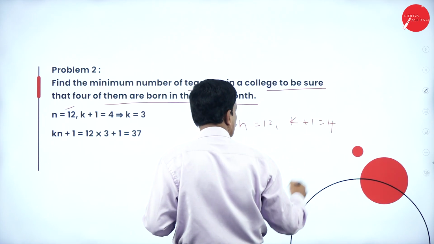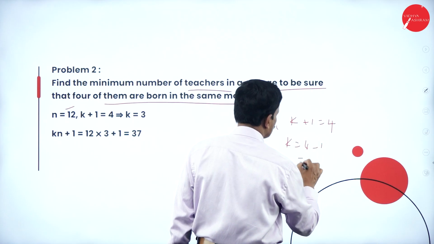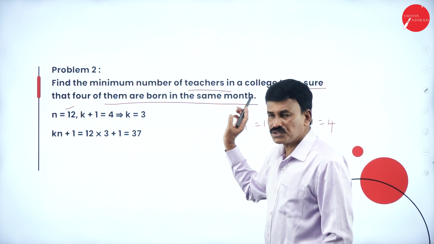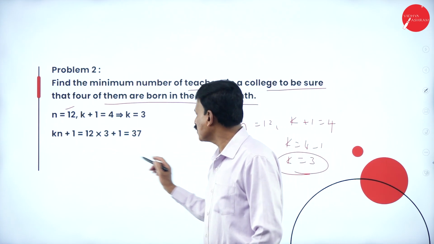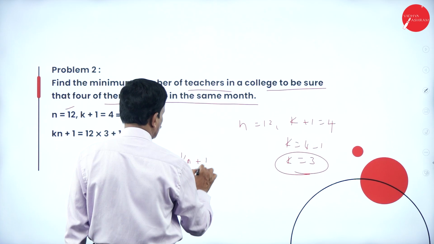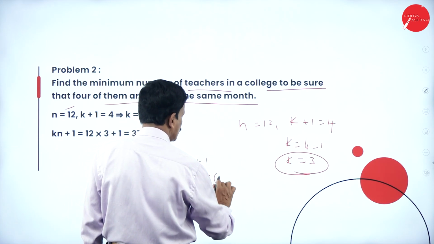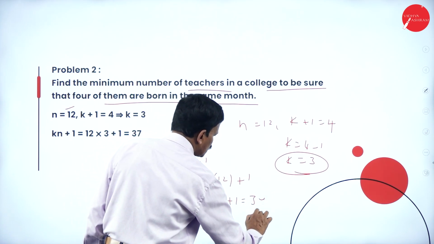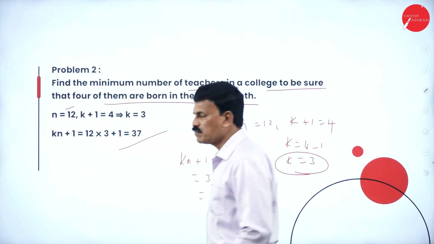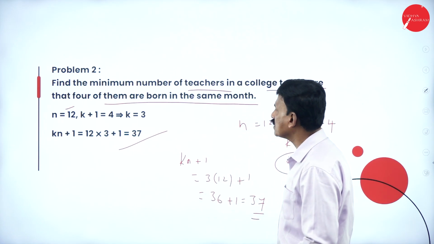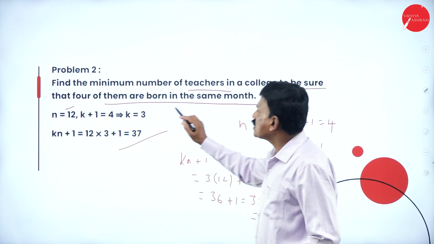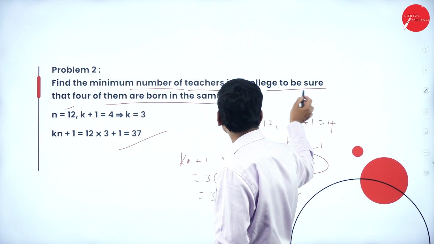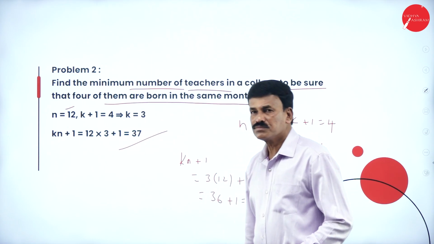How many teachers are there? 4. Therefore K is equal to 4 minus 1 is equal to 3. K is equal to 3. See here, according to the definition, KN plus 1 can be written as K into N plus 1, which is nothing but 3 into N, which is 12, plus 1. So that is 36 plus 1 is equal to 37. So KN plus 1 is equal to 37. That's it. So at least, the minimum number of teachers is 37 in a college to be born in the same month.